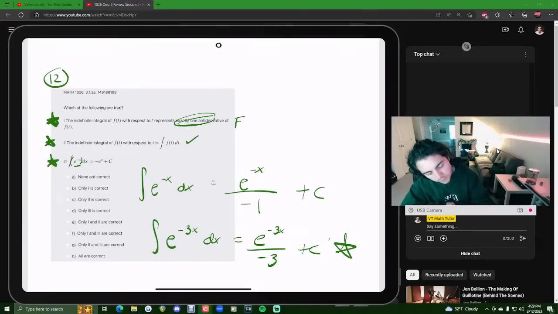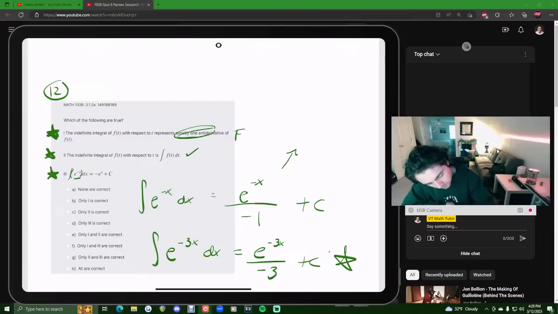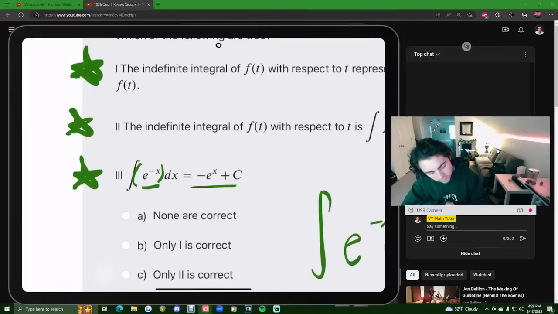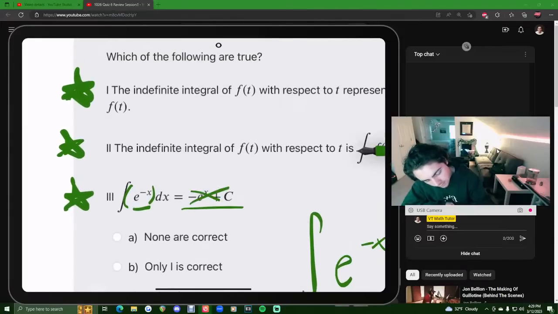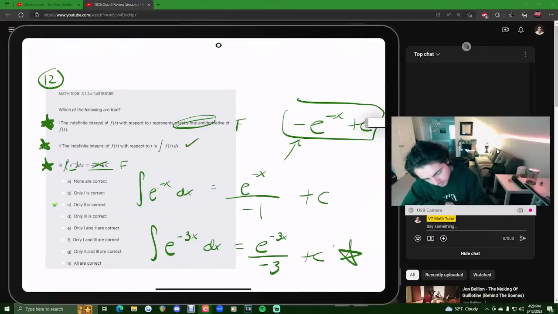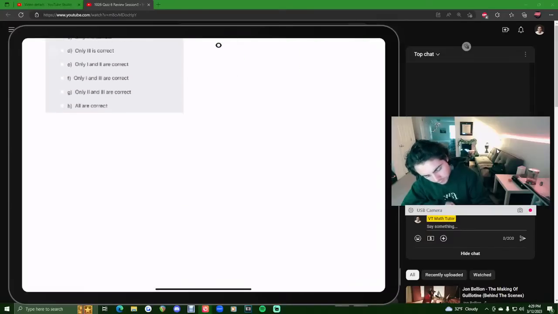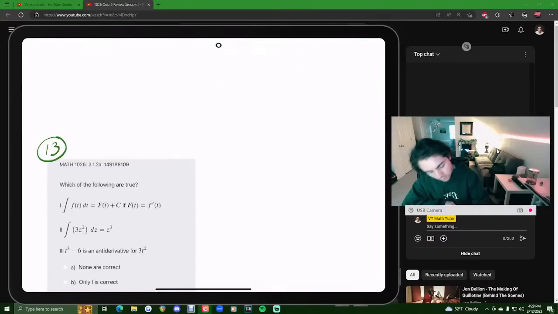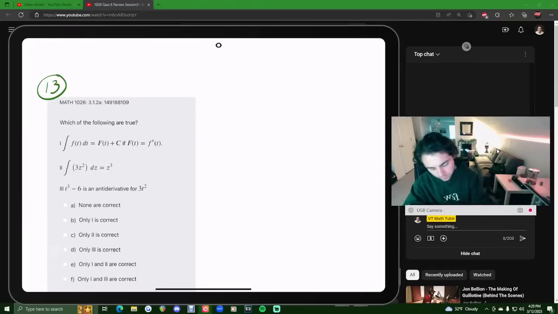So what am I proving? This is equal to negative e to the negative x plus c. Negative e to the negative x plus c is close to what they have here, but they're missing the negative in the exponent place. So this is false. Looks like only 2 is correct here. Nice. That was number 12, and we just have one more, I believe. Call this number 13. We'll be on our way.